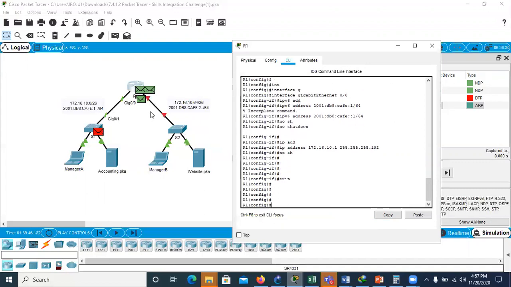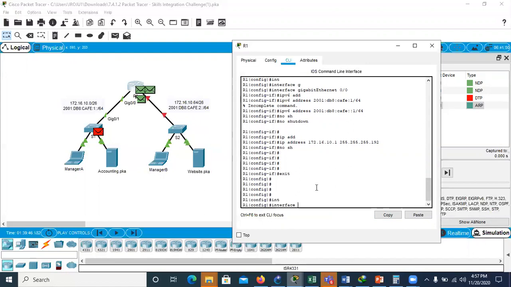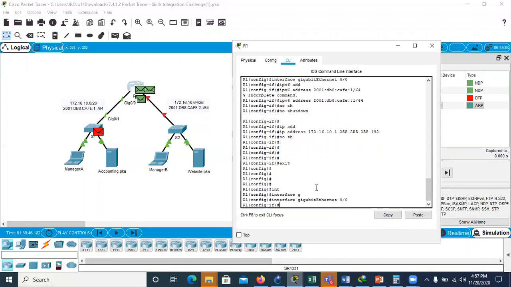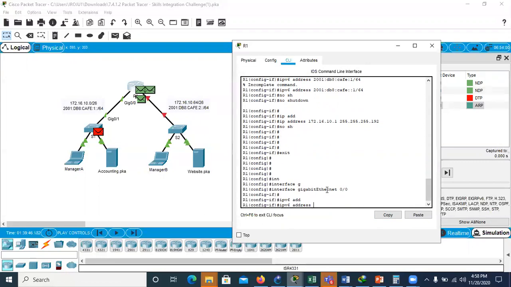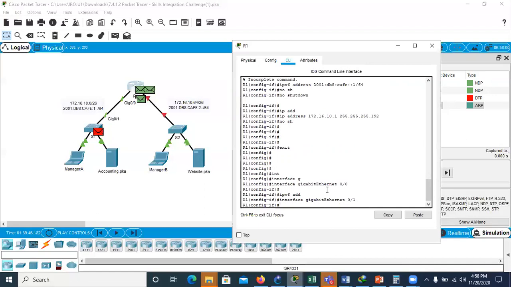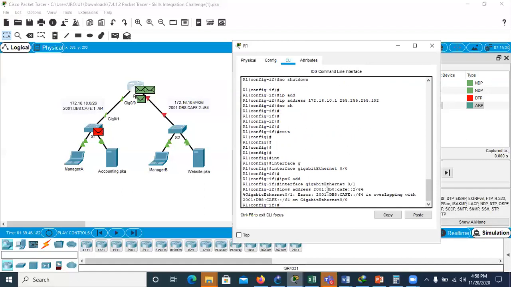The next interface is G0/1. If this one is G0/0, this one will be G0/1. Interface gigabit 0/1. IPv6 address. My IPv6 address is CAFE colon 2. That is the second subnet, second /64. Sorry, the IP address is overlapping with the 2001:DBH:CAFE::/64 network on gigabit 0/0. Okay. IPv6 address 2001:DBH:CAFE/64 on this network.